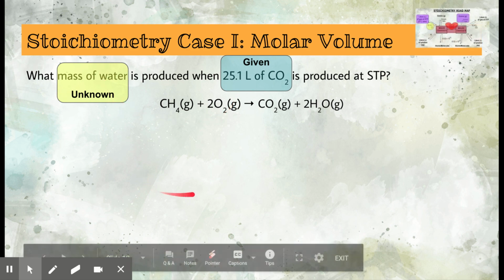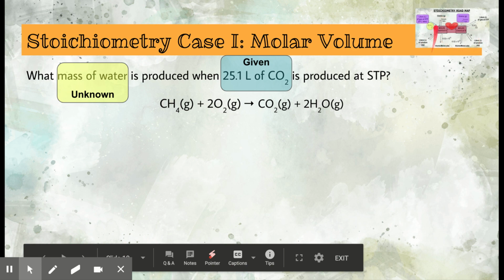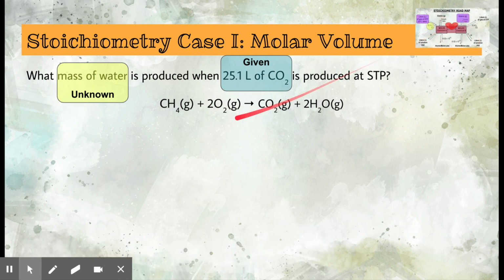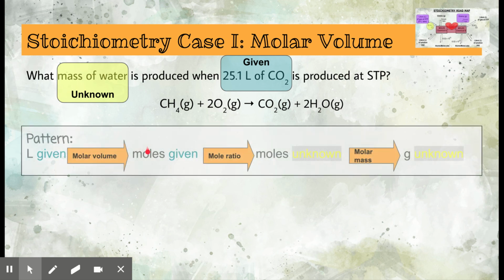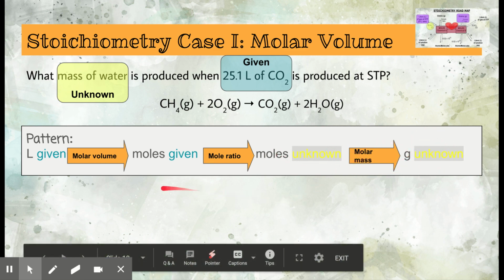Again, if I look at my stoichiometry roadmap, I'm starting with liters of CO2 and I'm trying to get to grams of water. The pattern that I'm going to use is: I'm given liters, I can use my molar volume to figure out how many moles of CO2 that is. Then I can use my mole ratio to figure out how many moles of water were also produced. And then finally my molar mass to figure out how many grams of water that is.